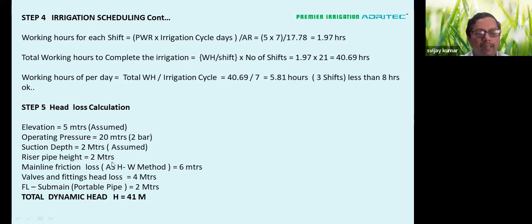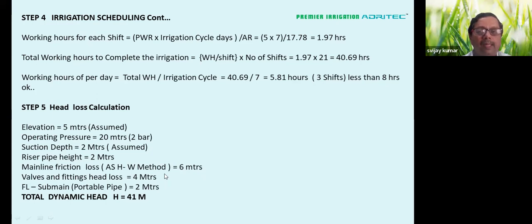And by working that out, the friction loss comes to roughly 6 meters. That is, when water passes through the pipe, it rubs against the walls of the pipe, and that causes friction. So that frictional loss is around 6 meters. And this pipe will not be going straight. It will be going through bends and tees and fittings and other things. So roughly 4 to 5 meters of losses will happen in the bends and fittings. So that also has to be considered.